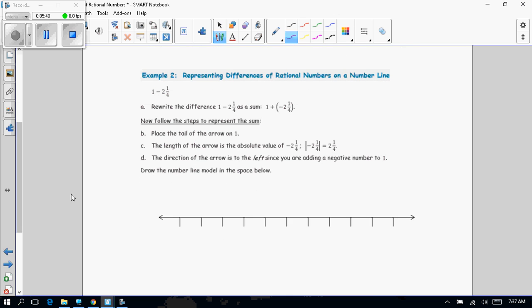Okay? All right, let's take a look at example 2 then. It says 1 minus 2.25. Rewrite the difference of 1 minus 2.25 as a sum, right? I'm going to use that SMATO. So I'm going to rewrite this, and I already did. So 1 minus 2 1/4 becomes 1 plus -2 1/4. We put the 2 1/4 in a parenthesis just so that we know that that's all together as one number. The whole thing is negative.